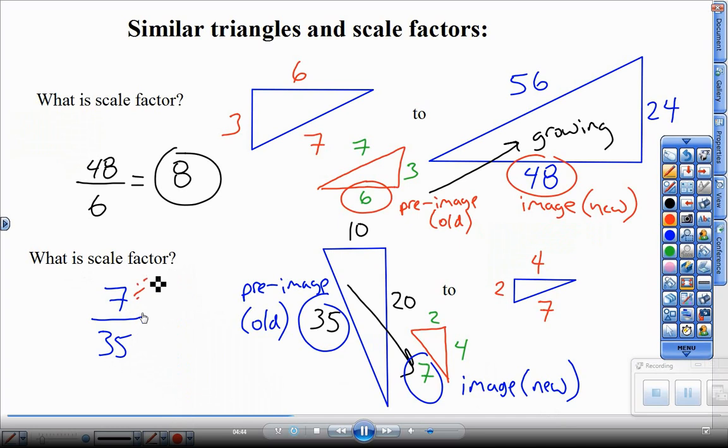And this could be reduced down by dividing both top and bottom by 7, which gives me the scale factor of 1/5. And again, don't make the mistake of thinking that's 5. I'm timesing these by 1/5. 35 times 1/5 is 35 divided by 5, 7. 10 times 1/5 is 10 divided by 5, 2. 20 times 1/5 is 20 divided by 5, 4. Going backwards, timesing by a whole number. Going shrinking, timesing by a fraction. All right, transformation problems.